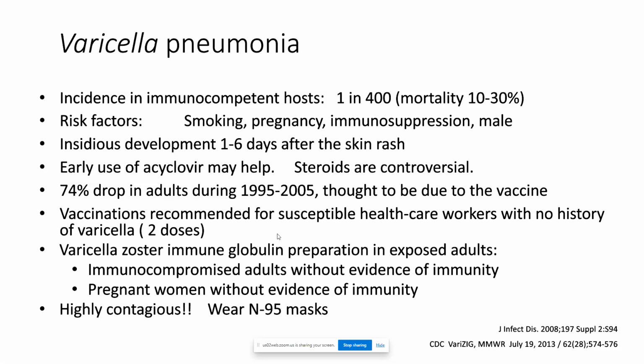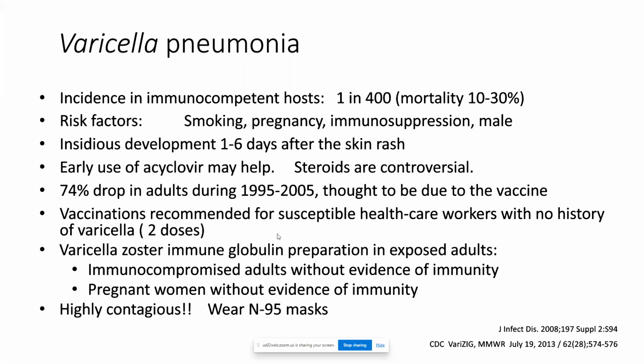Varicella is a fascinating pneumonia. Its incidence in immunocompetent hosts is 1 in 400. And you can get pretty sick from this. The risk factors are being a cigarette smoker, being pregnant, being immunosuppressed, and for some reason men do worse than women. It's a pretty insidious development, 1 to 6 days after the skin rash. Early acyclovir may help. The steroid role is controversial in these patients.